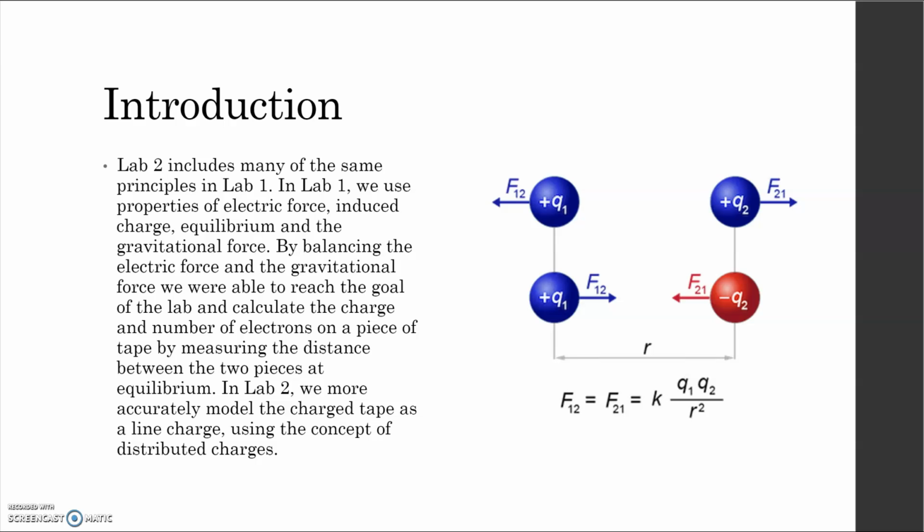By balancing the electric force and the gravitational force, we were able to reach the goal of the lab and calculate the charge and number of electrons on a piece of tape by measuring the distance between the two pieces at equilibrium. In Lab 2, we take that a step further and more accurately model the charged tape as a line charge using the concept of distributed charges.